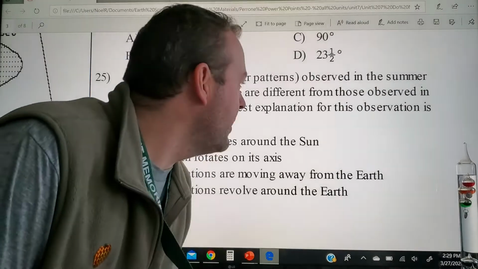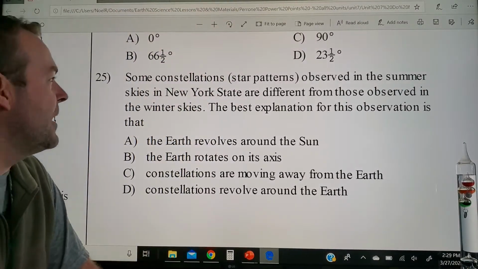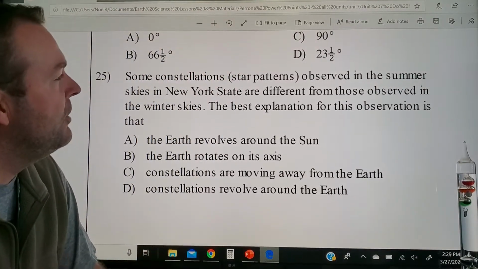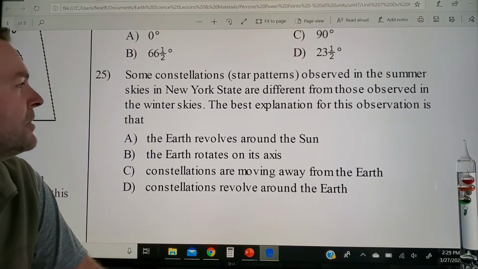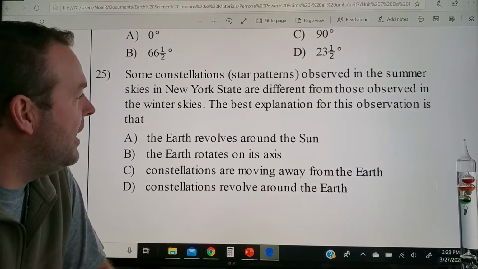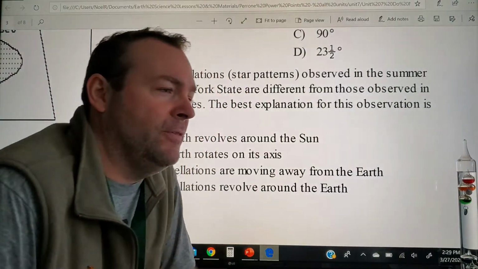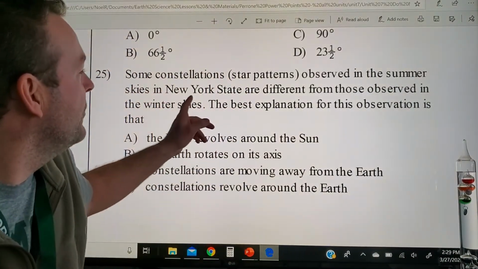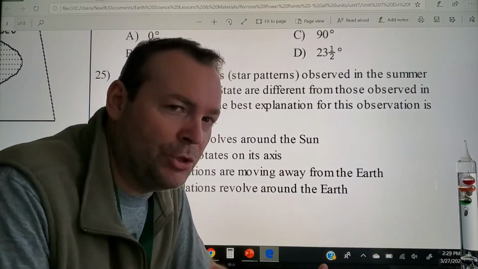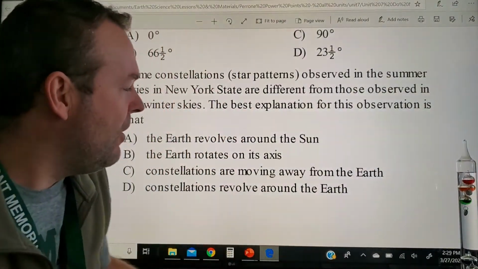Okay, starting out on 25 here. Some constellations observed in the summer skies in New York State are different from those observed in the winter skies. The best explanation for this? Well, remember, if it's talking about different seasons, you have to be talking about a revolution type thing. And with the stars, it's pretty interesting.